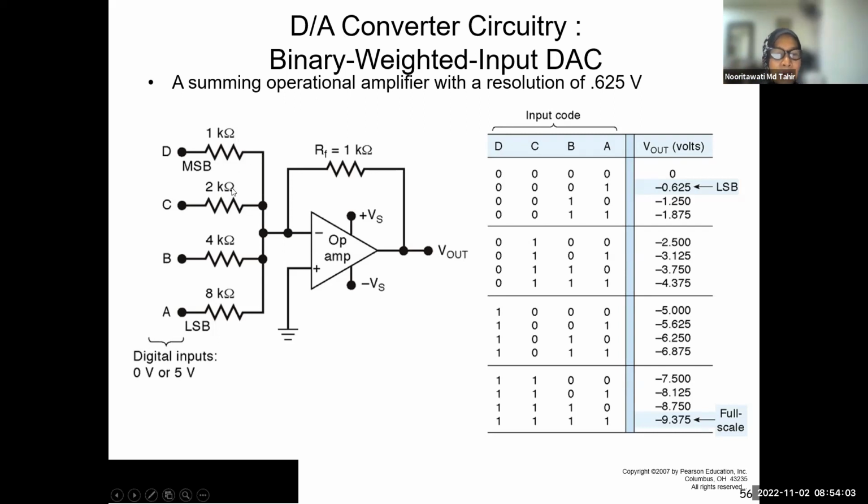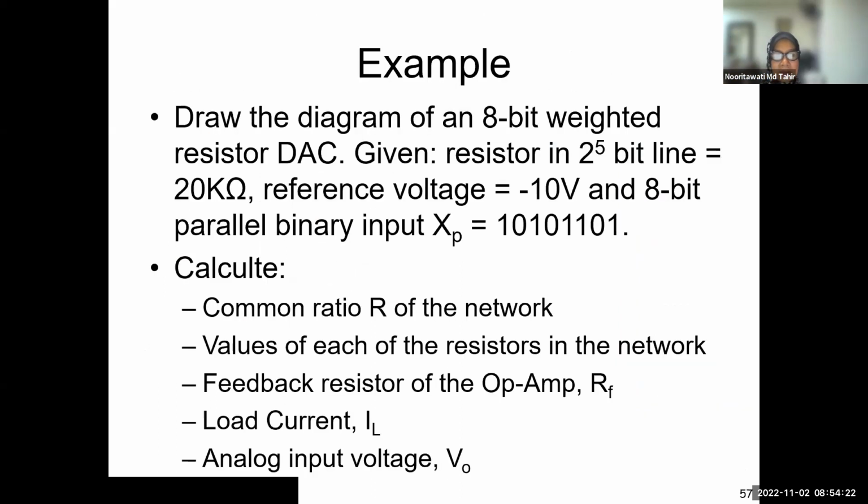And the rest follow, 2R, 4R, 8R. And normally, but not always, okay, the feedback resistor is equal to R. Normally, but not always. If the question did not give you that, you can assume. Okay? Okay, this is another example. Try it. Which one is this?